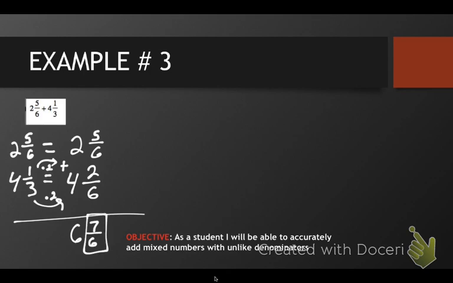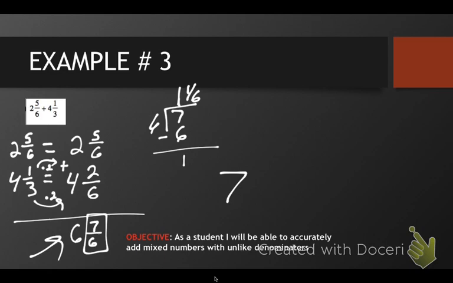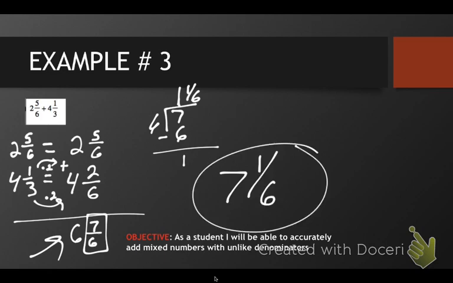Unfortunately, 7/6 is improper again, so we need to go ahead and change it to a mixed number. 7 in the box, 6 on the outside, goes in 1 time. 1 times 6 is 6. We subtract, we get 1 left over. That means 1 and 1/6. But don't forget, we have that big 6 down there at the bottom. We need to add those two whole numbers. That means we have 7 and 1/6, and that is our answer.